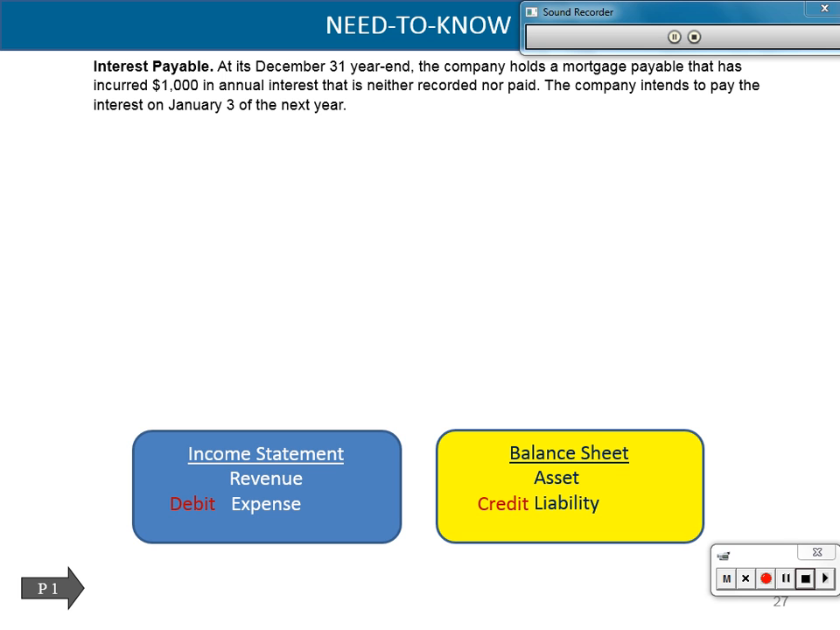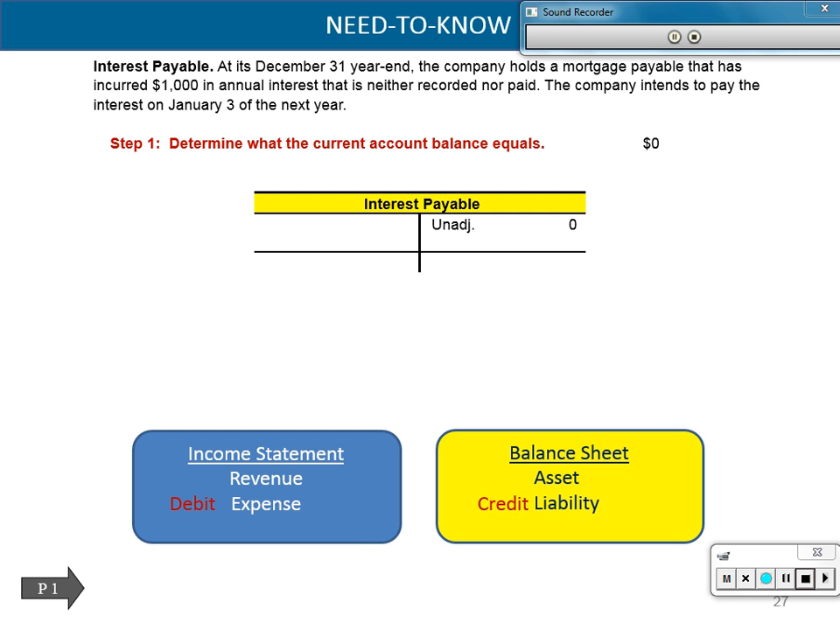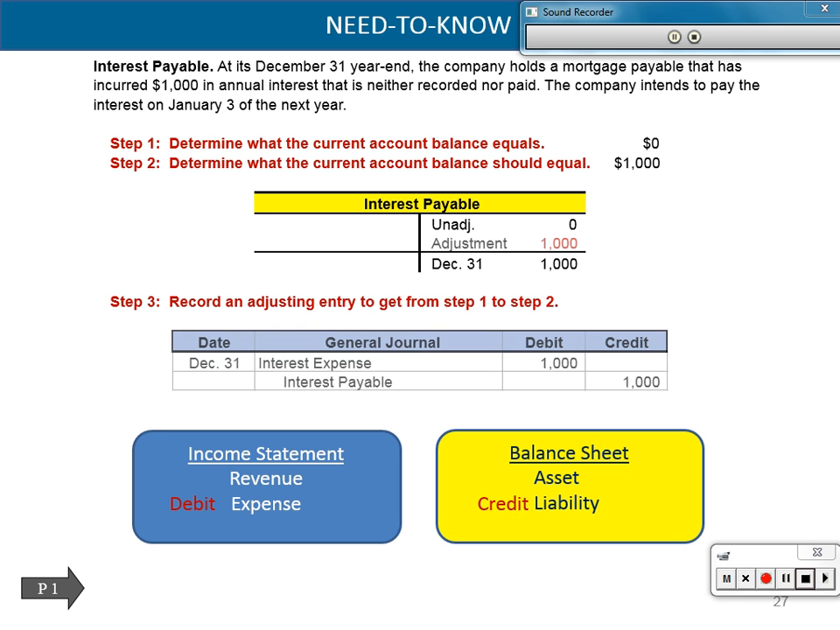Let's do this second one, interest payable. They had a mortgage that has incurred about $1,000 in interest, right? They intend to pay it the next year, but what should the current balance of interest payable be? 0, because they haven't paid it yet, right? But it also hasn't been recorded, which is what we're going to do. Determine what the account should equal. What should it equal? 1,000, right? Here's our adjusting entry. A debit to interest expense for 1,000 and us acknowledging that we have a payable that must be paid of interest for 1,000.